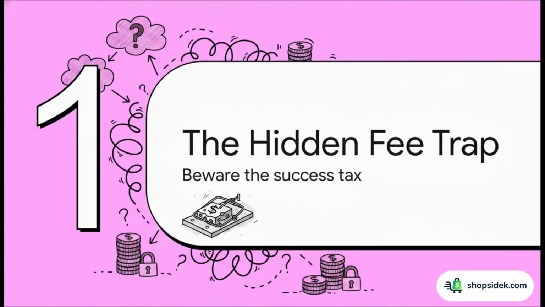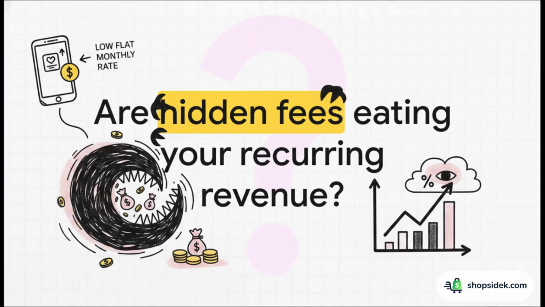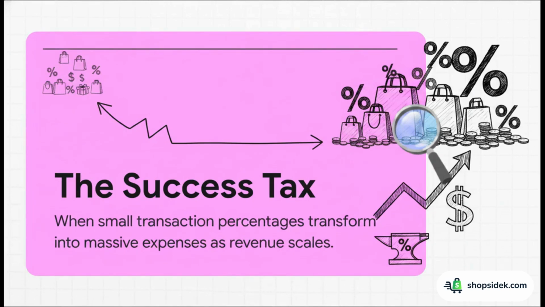All right, part one, the hidden fee trap. The absolute biggest problem new store owners face when choosing a platform is the hidden costs. Seriously, you've got to ask yourself, are hidden fees quietly eating away at your recurring revenue? You might sign up for a flat monthly rate of, say, $10 and think, wow, what a steal. But you really need to watch out for those hidden percentage-based transaction fees that are completely devouring your profit margins behind the scenes. We call this the success tax.